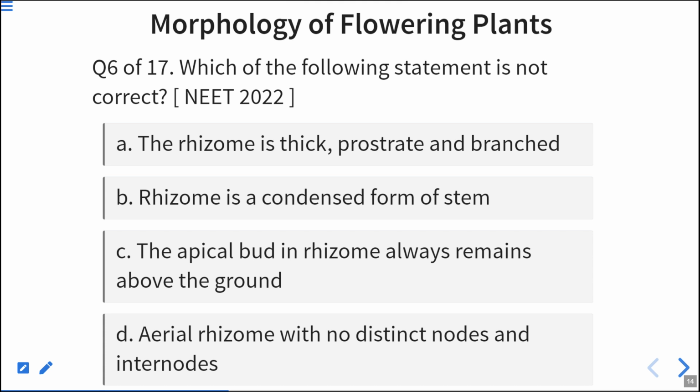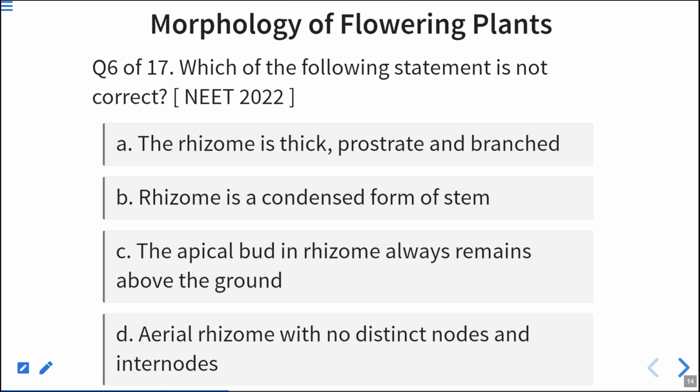Now coming to the next question, which of the following statements is not correct? Not correct they are asking, means wrong. Now here they are saying rhizome is thick, prostrate and branched. Alright, so this is true about rhizome. Rhizome is a horizontal, branched, underground stem. It is underground. It is not aerial. It is a stem, remember.